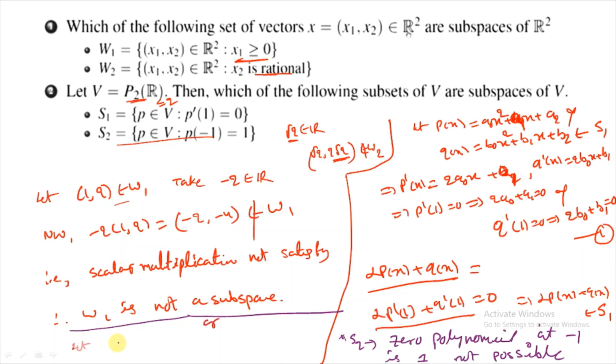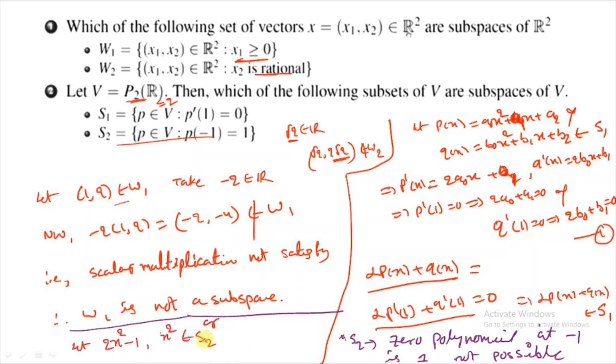Let us take x squared minus 1 and another, x squared. Both belong to S2 because these two polynomials satisfy the condition. At -1, x squared minus 1 gives 2 minus 1, which is 1, and at -1, x squared is 1.